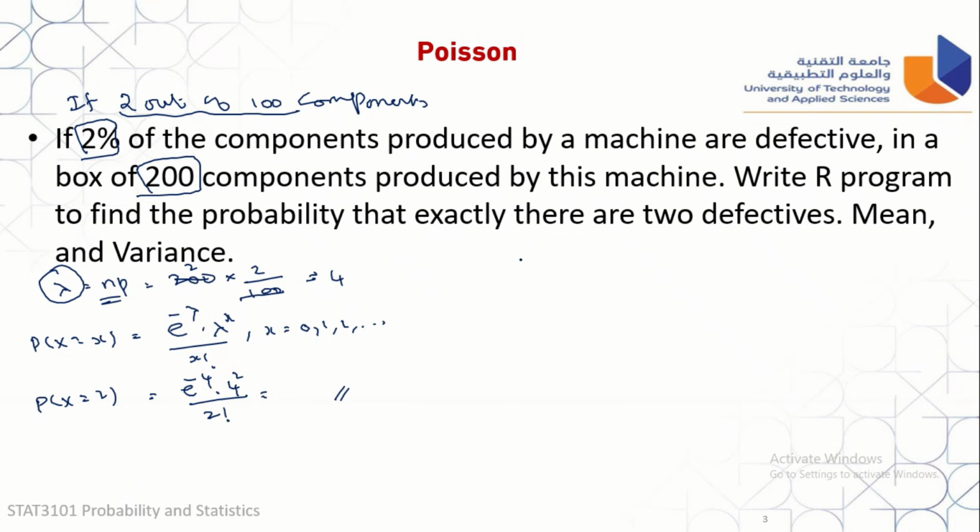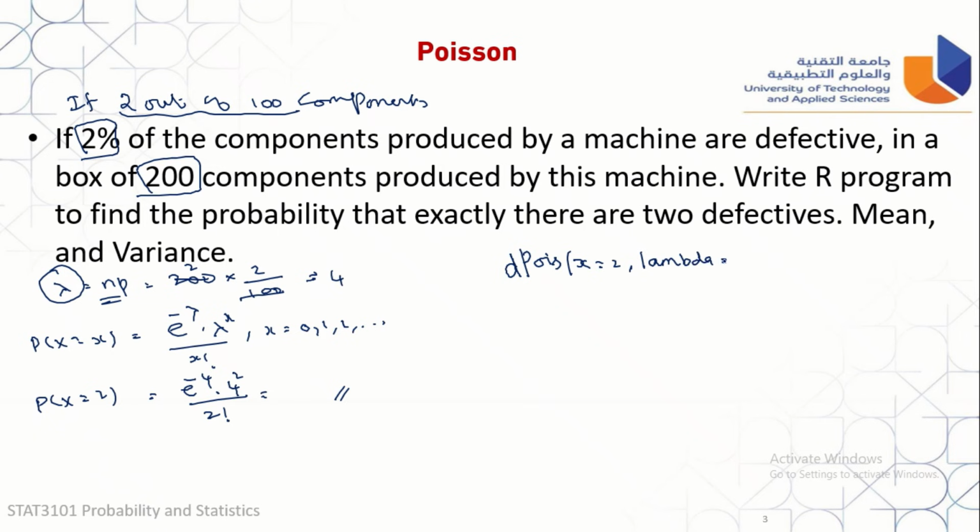Which distribution are we studying? Poisson. We are studying the Poisson distribution, so it is dpois. What is the first one? It is x, so x is equal to 2. What is the next one? The next one is lambda.